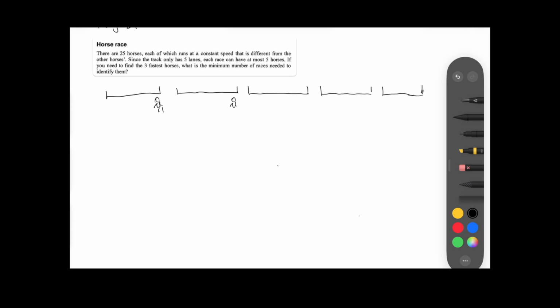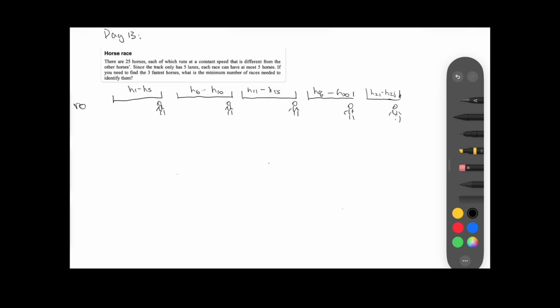So let's just say, for the sake of argument, we're gonna have H1 through H5 in this batch, H6 through H10, H11 through H15, H16 through H20, and H21 to H25. This is our round 1. And here's our winner from each round.